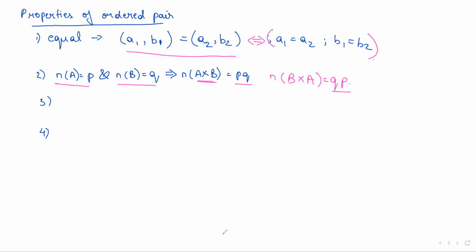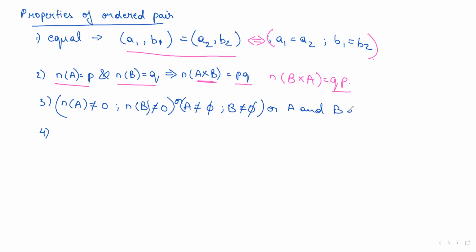Next property. If you have two non-empty sets, that means the number of elements of A is not equal to 0 and the number of elements in B is not equal to 0. Or the same thing can also be represented as A is not equal to empty set and B is not equal to empty set. Or in words you can write A and B are non-empty sets.